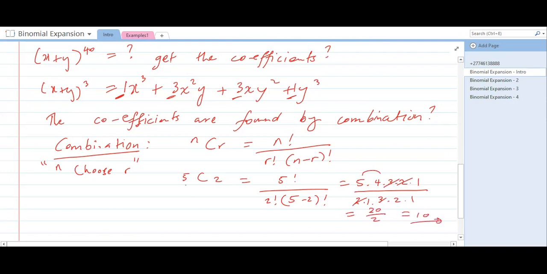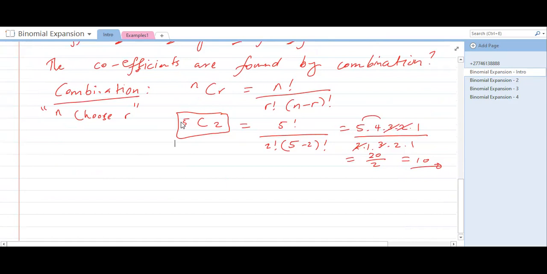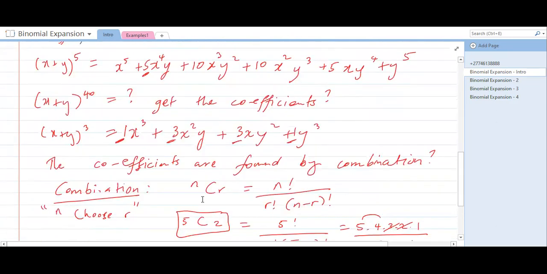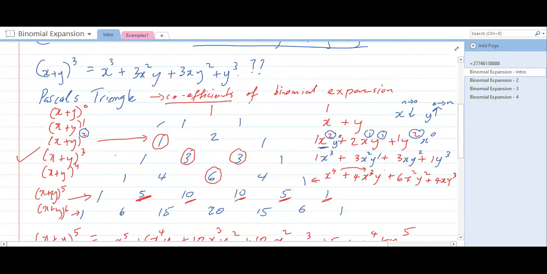Now let us just understand what we have done here. 5 choose 2. In other words, if we go back to Pascal's triangle and look at the expansion for x plus y to the power 5, because remember we said this 5 is n. Let us go back to Pascal's triangle. x plus y to the power 5, we're saying choose 2. We have coefficients, where the 1 will be 5 choose 0. This 5 will be 5 choose 1. And this 10 will be 5 choose 2. And this 10 will be 5 choose 3. And this 5 will be 5 choose 4. And this 1 will be 5 choose 5.